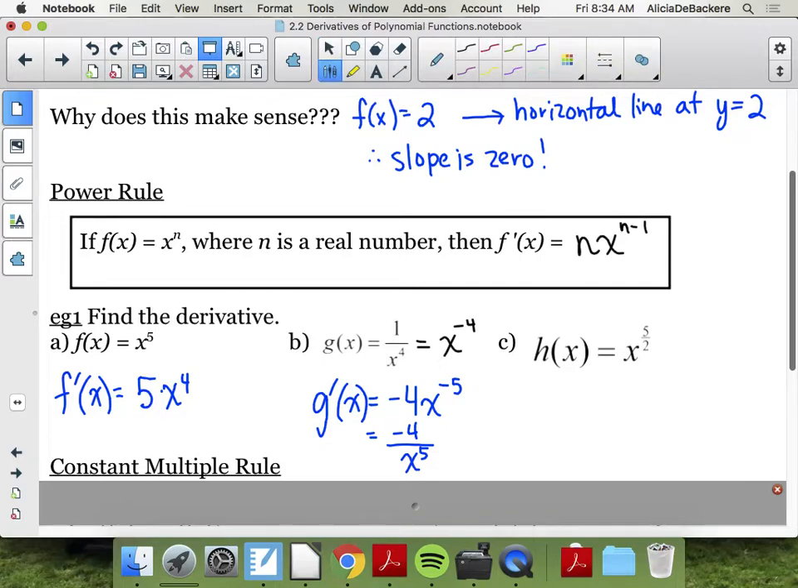And then finally taking the derivative of h at x. Again, I can bring that exponent out front. It becomes the coefficient. And then I need to subtract 1 from the exponent. Notice that I'm subtracting 1 here. I want to make a common denominator. So I'm subtracting 2 over 2. And so my resulting exponent is 3/2.